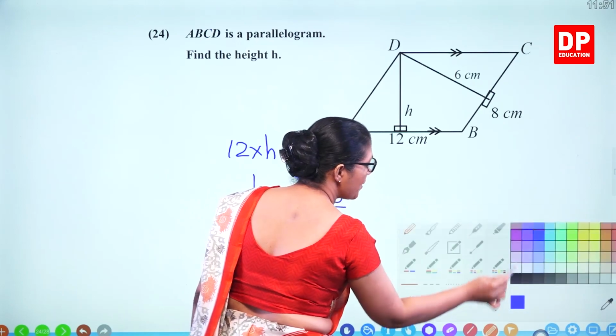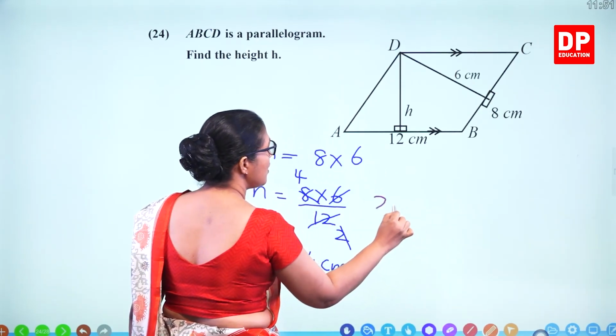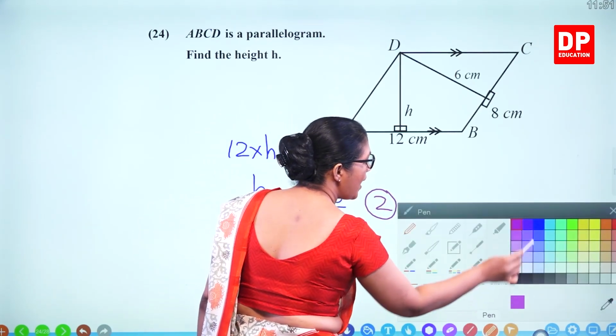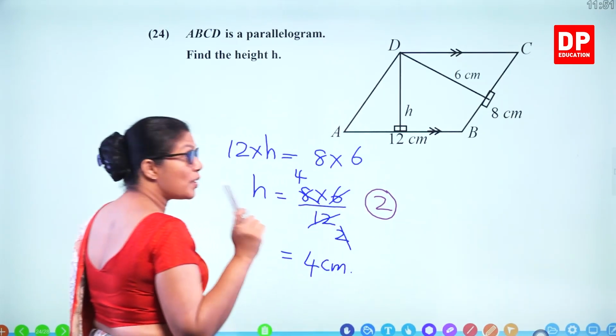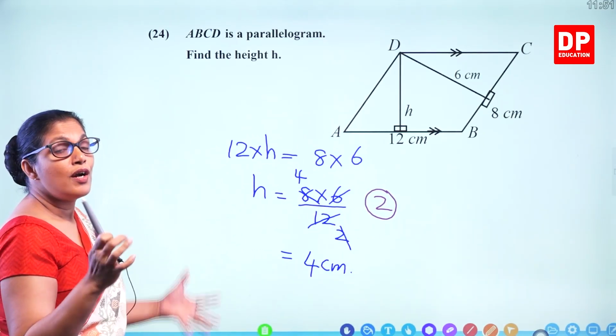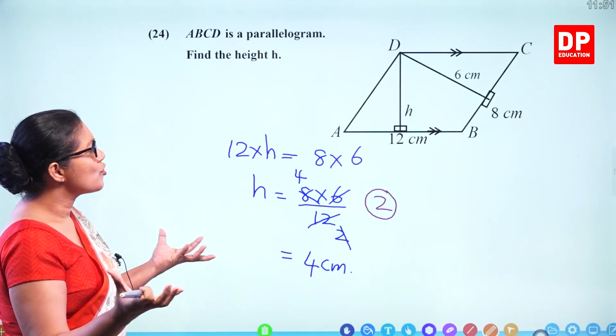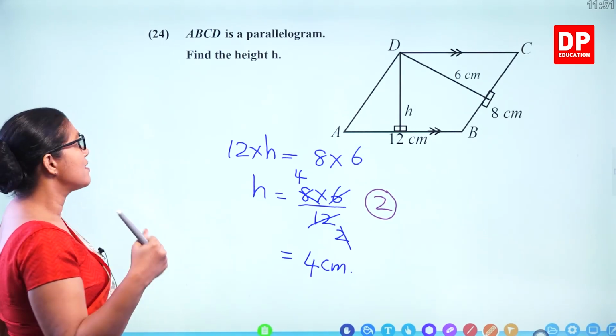So that's an easy one. Straight away you get the answer by equating the two areas. We did a similar question before, equating two areas of a triangle. So this is a parallelogram.